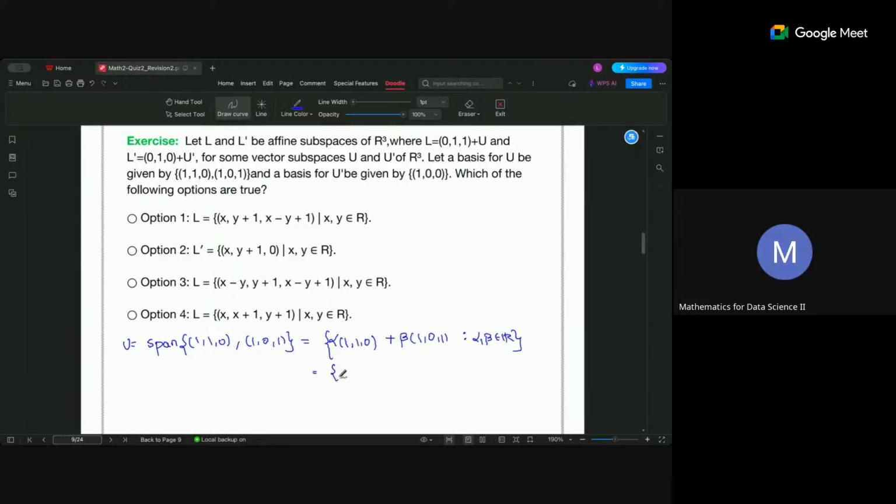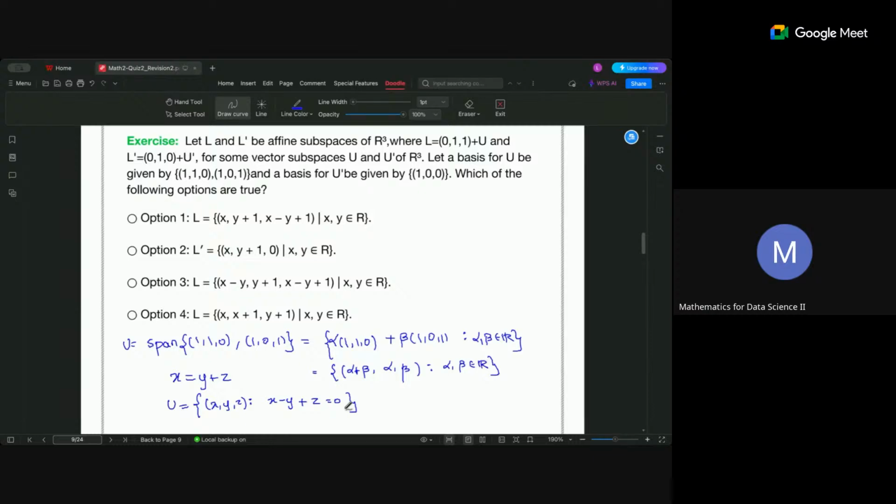Now how can we write it? Alpha plus beta, alpha and then beta, right? Ma'am, x is equal to y. I'm getting a relation. X is equal to y plus z. Exactly. So what is the relation we observe? We see that x is equal to y plus z. So rewriting, we can see that U is set of all x comma y comma z such that x minus y plus z is equal to 0. Okay. So we see that x minus y plus z is equal to 0.